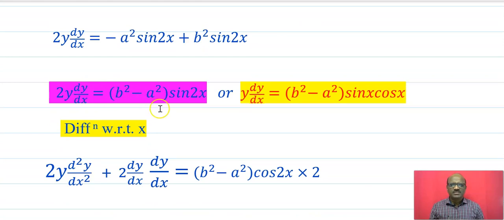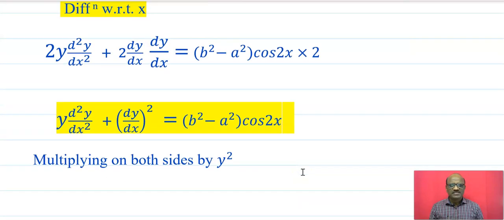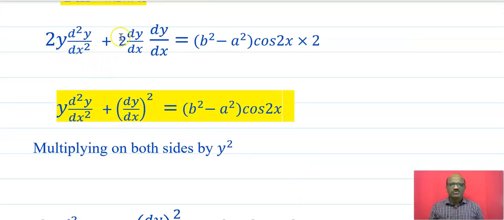Now again differentiate this with respect to x. Now differentiate dy by dx: 2y into dy by dx. First we will differentiate the dy by dx. Its derivative is 2y into d2y by dx square plus the derivative of y, that is 2 into dy by dx into dy by dx, equals b square minus a square, and the derivative of sin 2x is cos 2x into d by dx of 2x, that is 2. Now see this, here is 2, 2 and 2. We will cancel 2 from the whole equation.